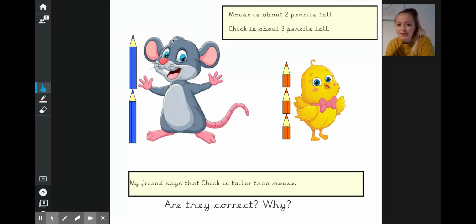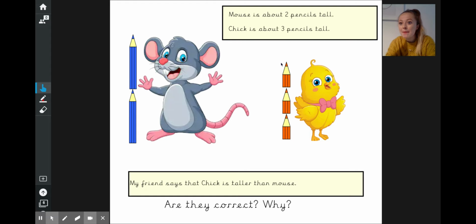Have a little look at the picture. Is Chick taller than Mouse? I don't think Chick is. I think Chick only comes up to here, or Mouse, Chick looks like shorter. So how is Chick 3 pencils tall and Mouse is only 2 pencils tall? What silly mistake have Chick and Mouse made that we need to be very, very careful of? I can see that Mouse is using these blue pencils and Chick is using these orange pencils. Are they the same? What can you notice about these 2 pencils?